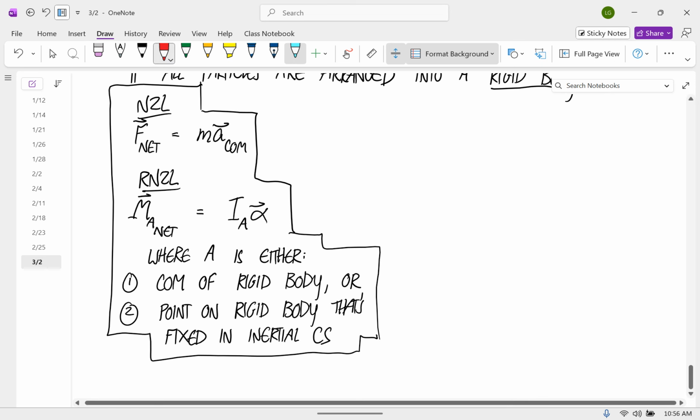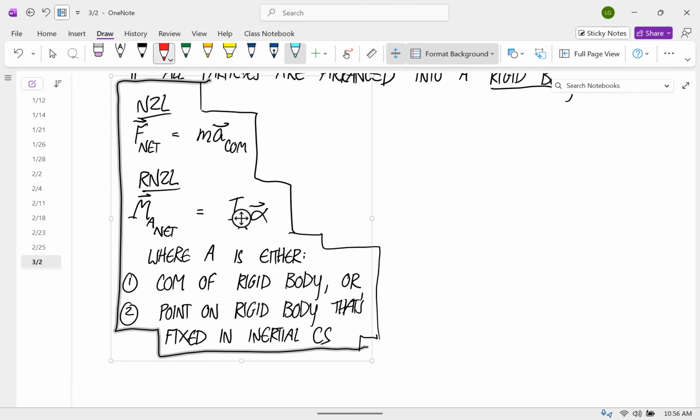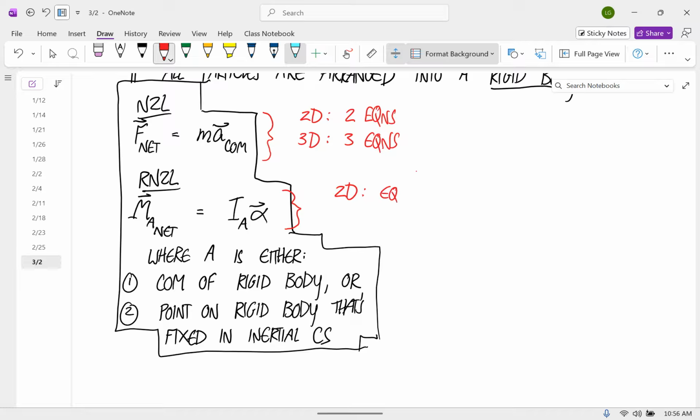I want to say a little bit about 2 and 3 dimensions. First of all, Newton's second law: if you're in 2D, this gives 2 equations. If you're in 3D, this gives 3 equations. Rotational Newton's second law: in 2D, this gives 1 equation. And in 3D, for the people who took statics with me, the most likely guess would be that this gives 3 equations. But this is something important to remember: this approach does not really work for 3D. We need a new way of doing things for 3D.